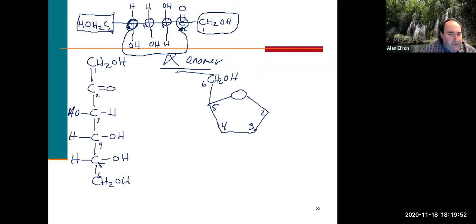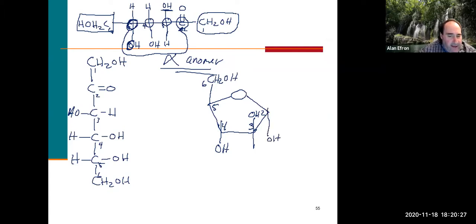So we're going to do our same sort of format. We're going to skip carbon 5 as, again, that is where this O gets inserted into the ring. Carbon number 4, we see the OH is down, so we'll draw our OH down. Carbon number 3, we see the OH is up, so we'll draw our OH up. And now carbon number 2, we want our last OH to be alpha, which means it will go down.